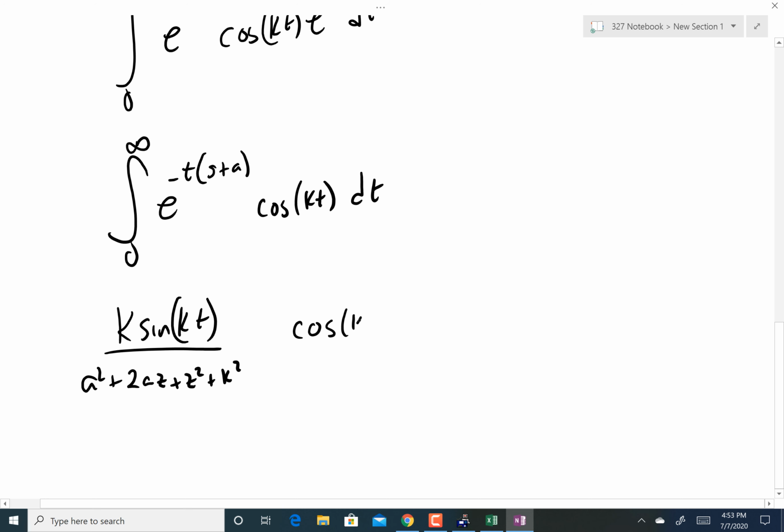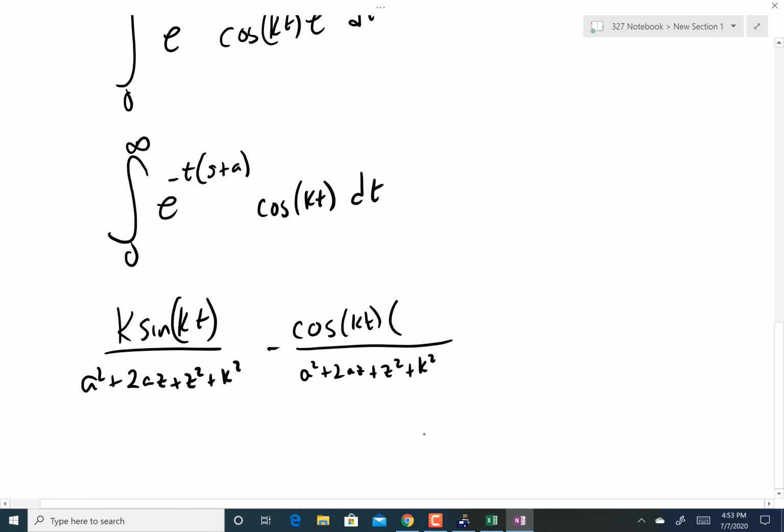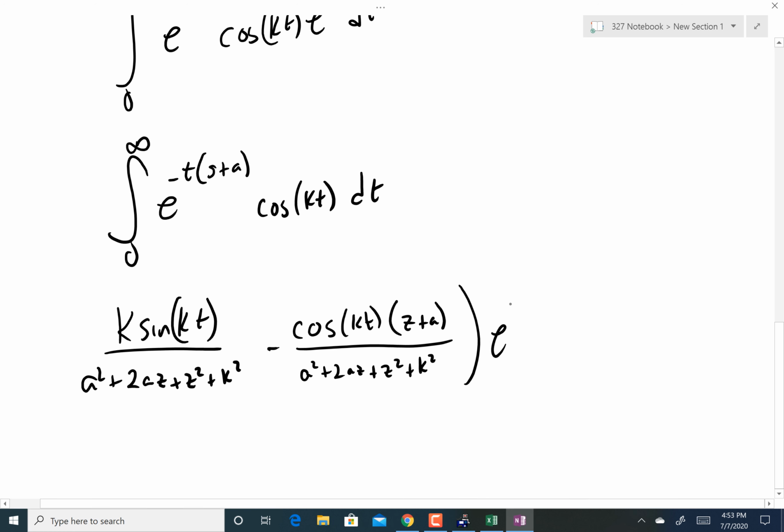Cosine of kt. Bottom is the same. Times z plus a. And then what else do we got? And then the whole shebang, e to the whatever, okay? So then e to the negative t, s plus a. Okay? Now we need to evaluate this at 0 and infinity.